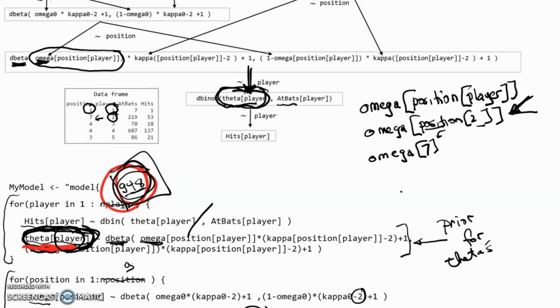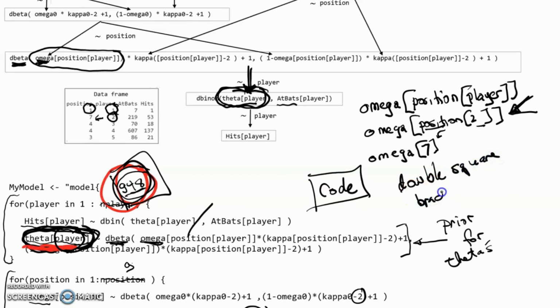So this is just a little addendum to the previous part on code that hopefully will clarify this idea of, it's very tricky, double square bracket nested indexing.